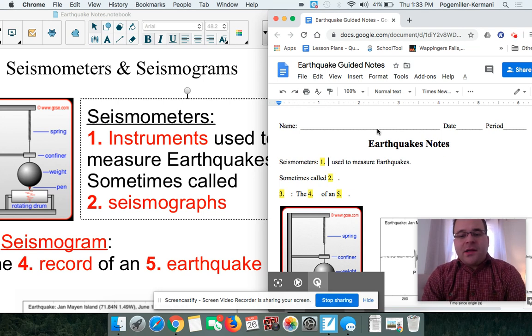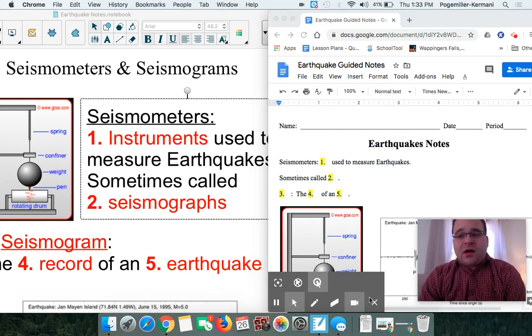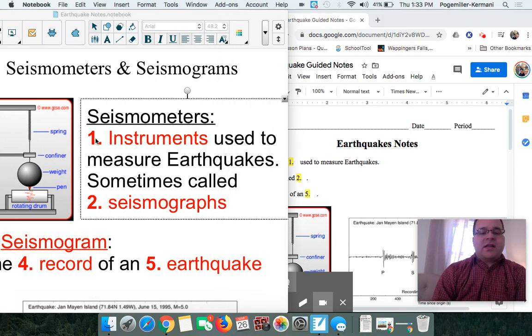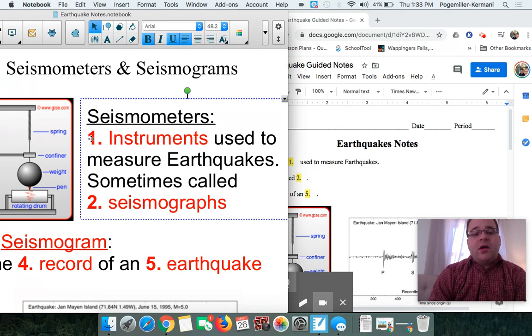Hey everyone! So today we're going to be taking notes on earthquakes, and what you're going to do is you have a Google Doc that says earthquake guided notes, and it looks like the document I have on the right here. And wherever there's a highlighted number, you're going to type in what I have next to the corresponding number on the left in red. So, for example, one says instruments.